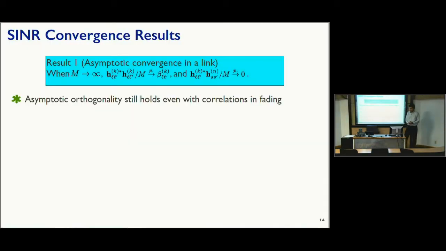Now we show some of our analytical results. The first result is on the link level. Basically, we show that even though we have correlations in the fading, if the constraint on the previous slide is satisfied, we still have asymptotic orthogonality, like two channel vectors. Even if they have correlated fading, they will still be orthogonal when their lengths go to infinity.